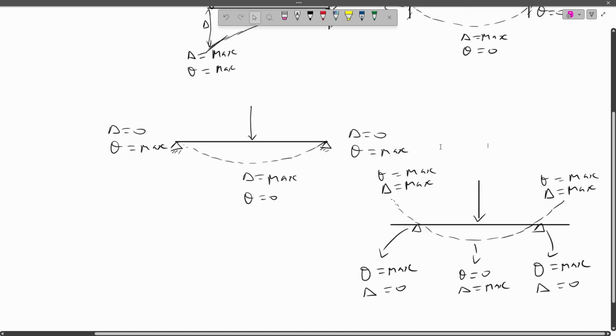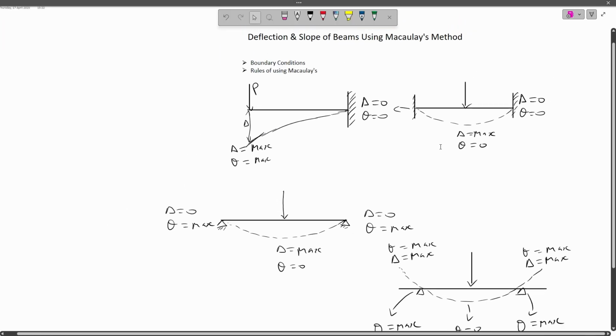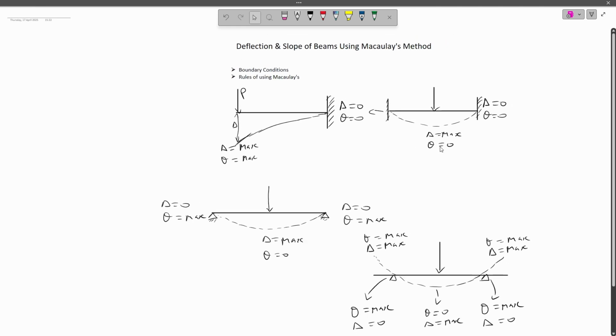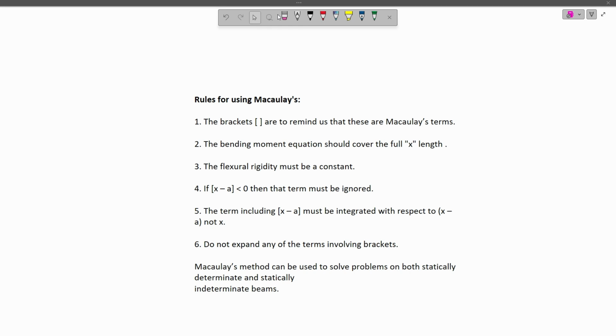These are the boundary conditions that you're going to face, that you have to take into account when using Macaulay's method. Now, let's look at the rules that you're going to apply when using Macaulay's method.